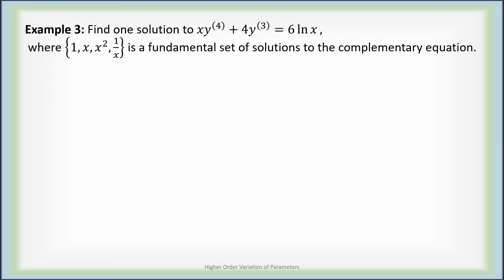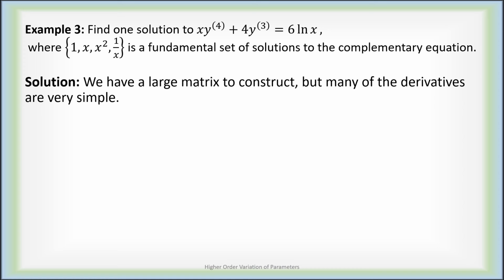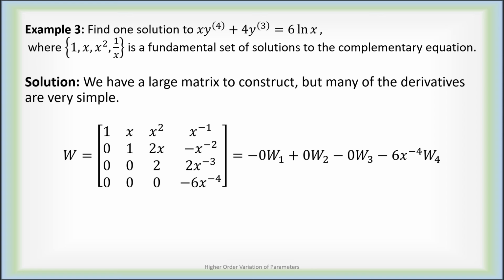For our last example, find one solution to x times the fourth derivative of y plus 4 times the third derivative of y is 6 log x, where we're given a fundamental set of solutions to the complementary equation. We're going to be going through all the same steps. However, since we have a fourth order equation and 4 elements in our fundamental set of solutions, we're going to have a 4 by 4 matrix to construct for the Wronskian. However, many of the derivatives involved are going to be very simple, which is going to make our lives a bit easier. So here is our Wronskian matrix.